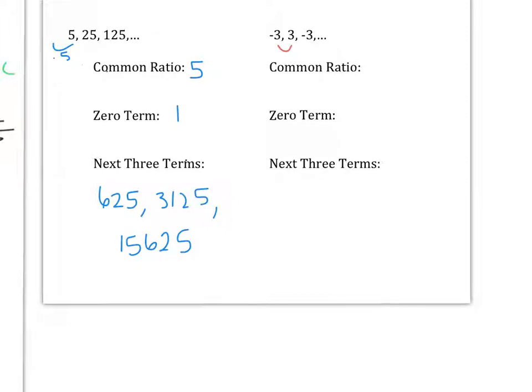All right, and let's look at this last example. Between -3 and 3, that's multiplying by -1. Between 3 and -3, that's multiplying by -1. So my common ratio is -1. If I work backwards to find the zero term, what times -1 is -3? That'd be a positive 3. And the next three terms are, well, what comes after -3 is 3, then -3, then 3. So it's kind of a different sequence than we've seen in the other examples, but that still is considered a sequence.